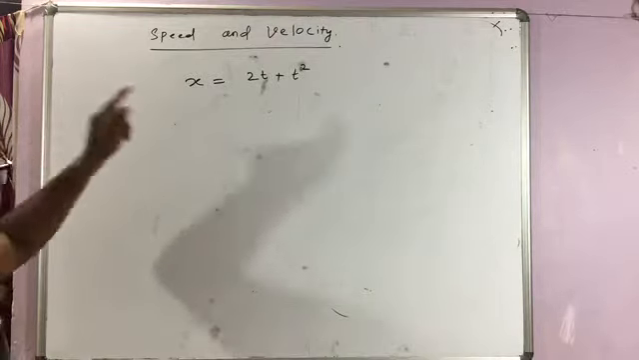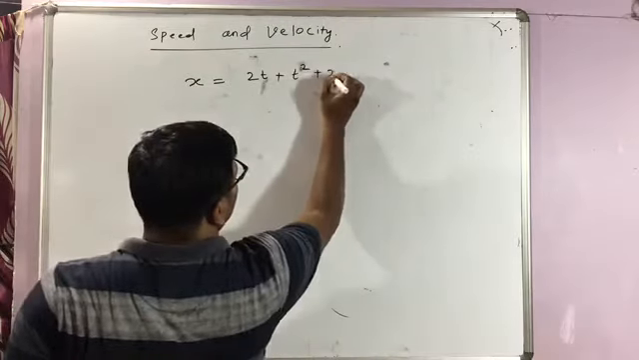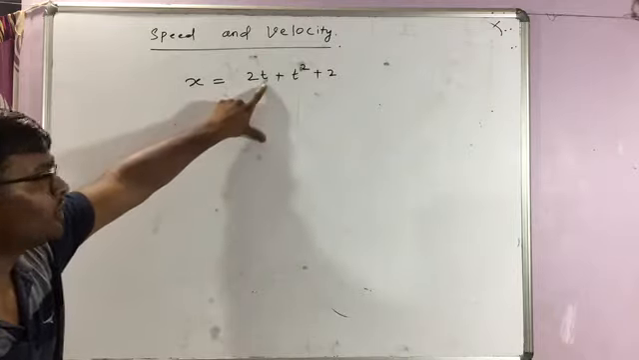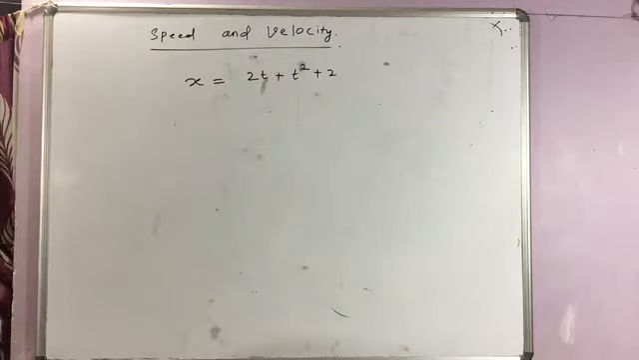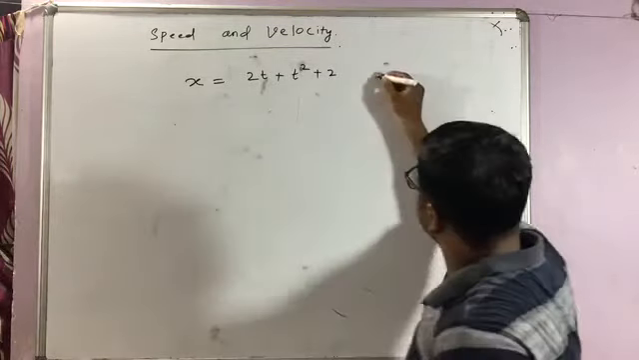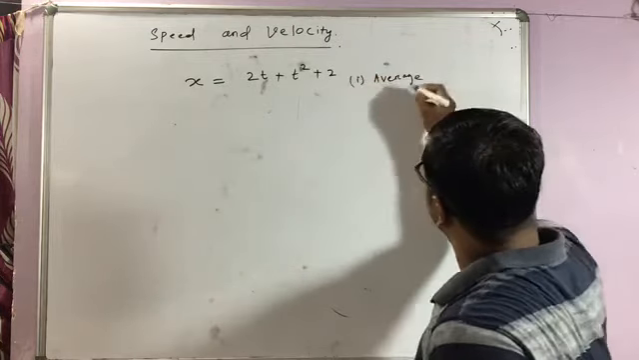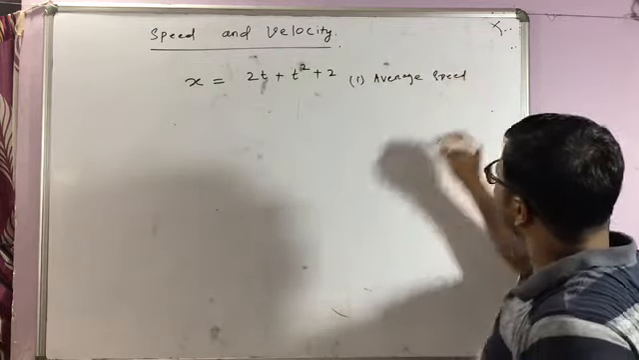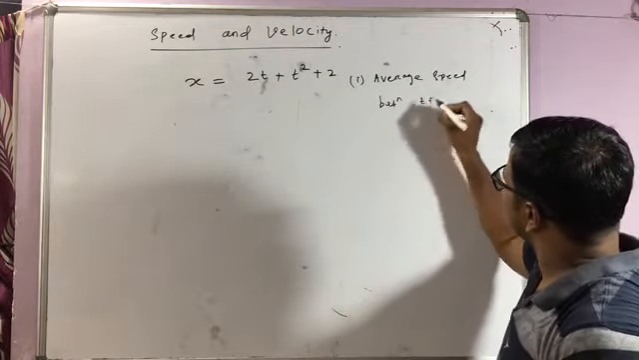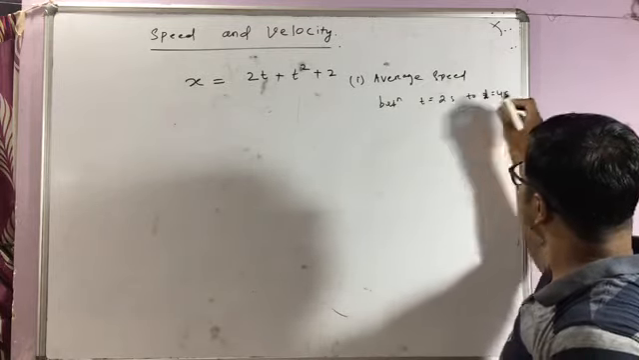Suppose an equation is given, x is equal to 2t plus t square plus 2. In this manner, the value of x changes. Here t refers to your time, x refers to your position. So in this case, you are asked to find out, question number 1, the average speed between t is equal to 2 second to t is equal to 4 second.